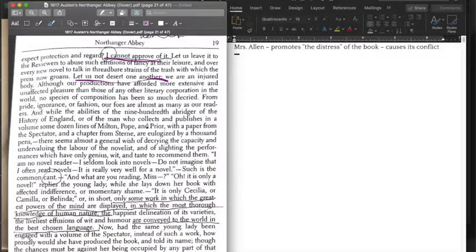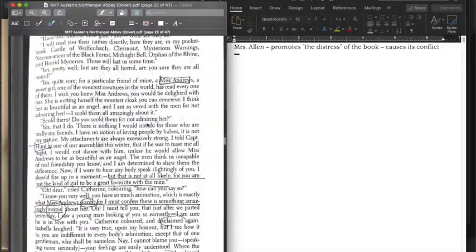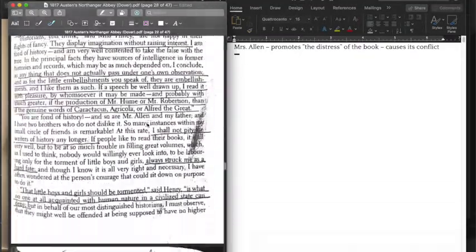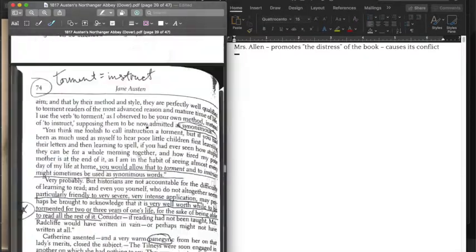All right, speaking of novels, let's skip ahead. We're going to go to page 27. Oops, not that far ahead.